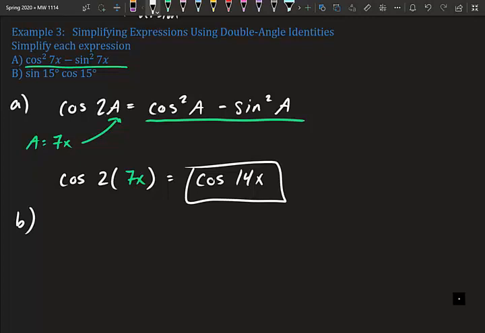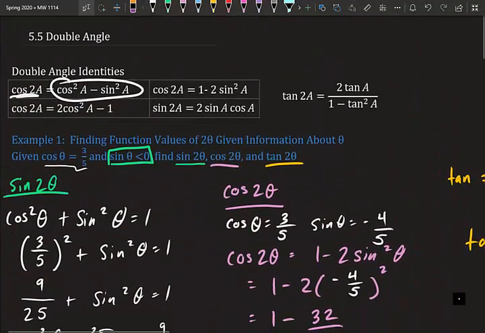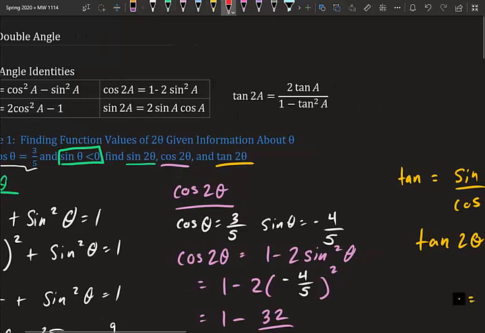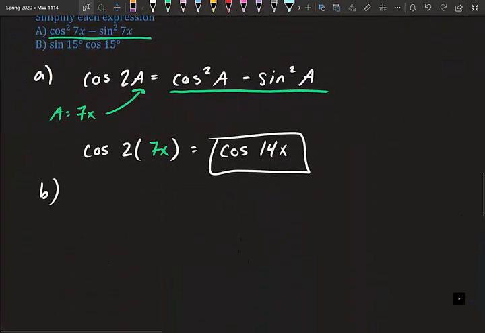All right, part B. So we're basically going to be doing something very similar. But if we look at part B, we have sine times cosine. So let's look at our identities. Anywhere in our identities, do we have sine times cosine? We do. But do you notice something about it? That 2. We don't have the 2 here. See? There's no 2.